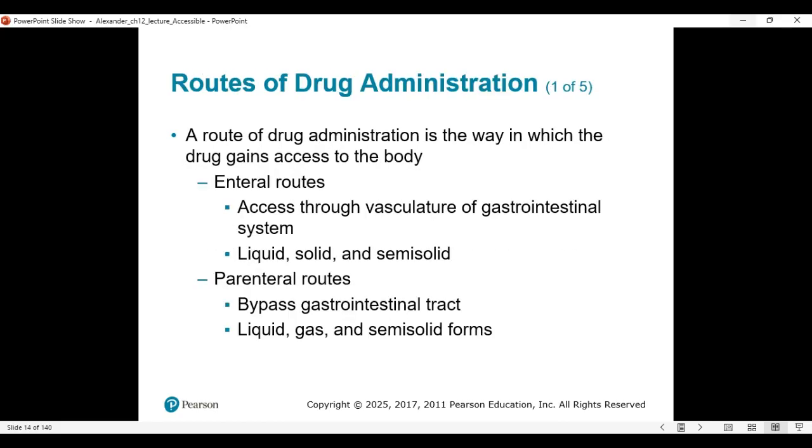Routes of drug administration. The enteral route is usually PO, or through the mouth. It goes through the digestive tract. It can be a liquid, solid, or semi-solid. The parenteral routes bypass the gastric tract. So this is going to be like IV, IO, IM, sub Q. These routes don't require the digestive tract, right? So it's going to bypass it.